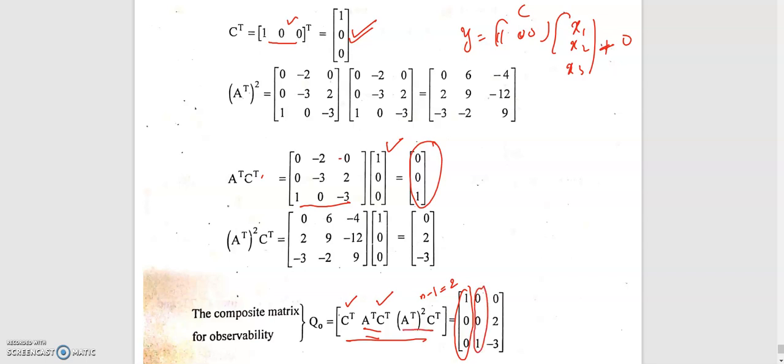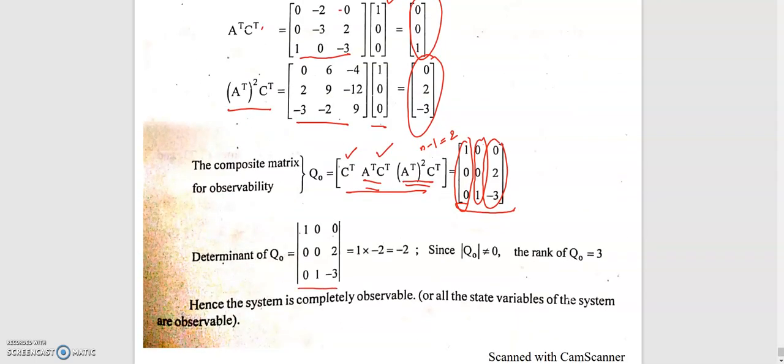Then the next element is A transpose squared into C transpose. A transpose squared means A transpose into A transpose. Find its value, you will get a 3 by 3 matrix. Then multiply it with C transpose, and you will again get a matrix like this, a 3 by 1 matrix. Write the column matrix here. So this is your QO. You have formed the matrix QO.